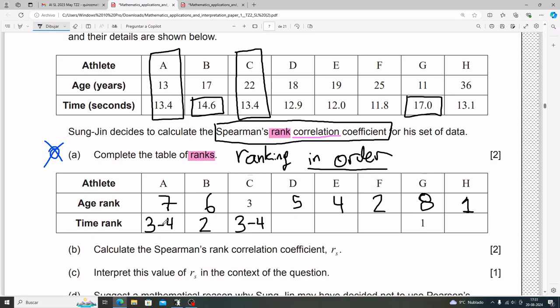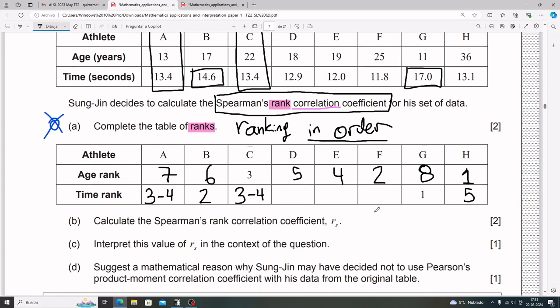So that means that the next number that comes along, because it would be the fifth square that I'm filling in, is going to be the fifth highest. So the fifth highest after 13.4 is athlete H with 13.1. So over here we put a 5. Okay, it's very important I do that, because since athlete A and C are between 3 and 4, the next square you fill in has to be 5.